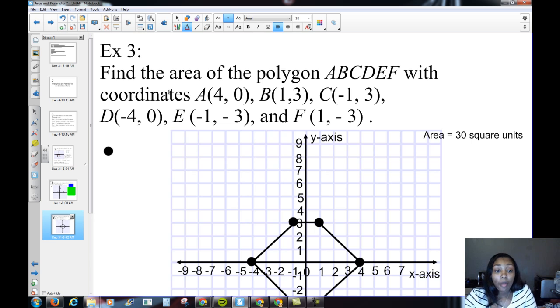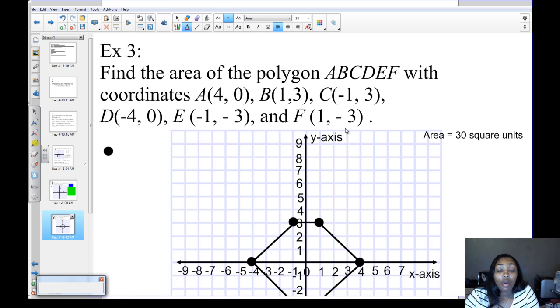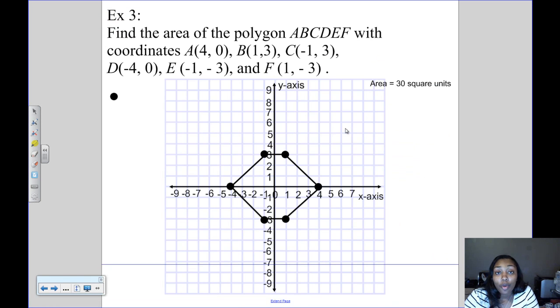So just keep in mind the steps for finding area and perimeter on the coordinate plane. The first step is to plot the points. The second step, connect the dots and form the shape. Third step is to find the length of each side. And then the fourth step is to find the perimeter or the area using the lengths. If you don't want to use the lengths, then your other option is to count the squares.